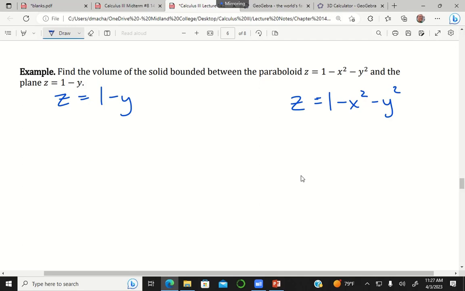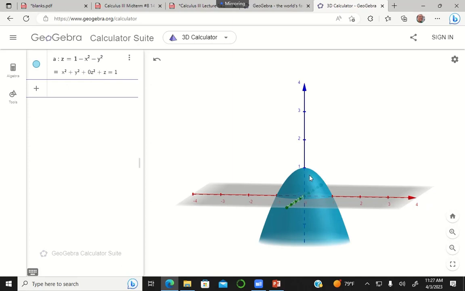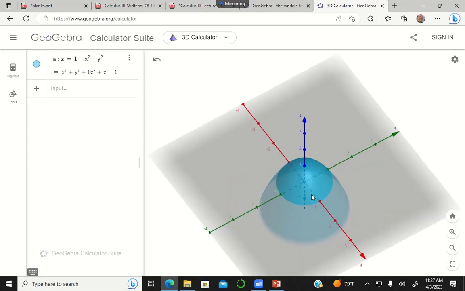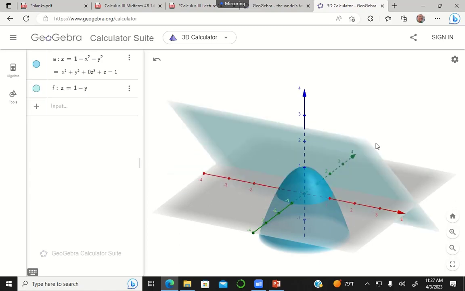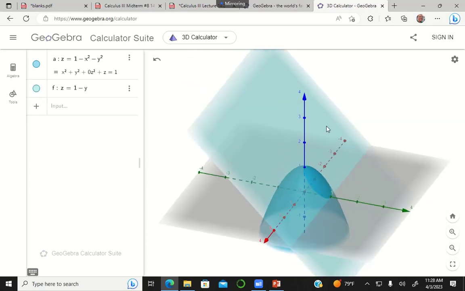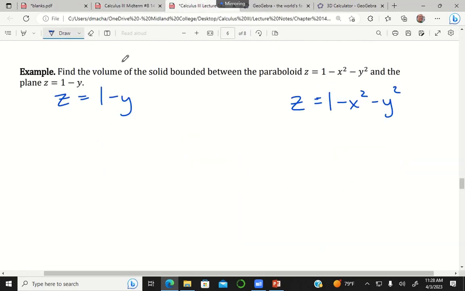So let me show you what this would look like. 1 minus x squared minus y squared. That paraboloid looks like that. Okay. The plane 1 minus y looks like that, right? And so the question is asking, find the volume of the solid bounded between these two.